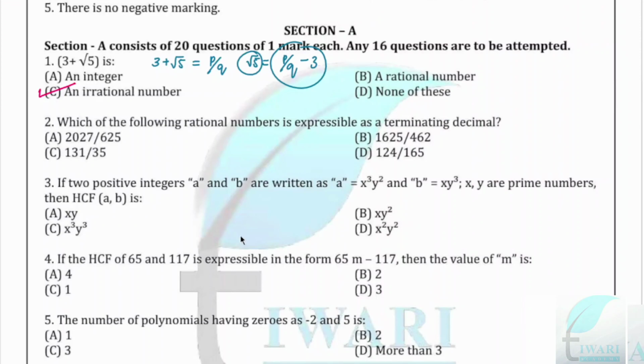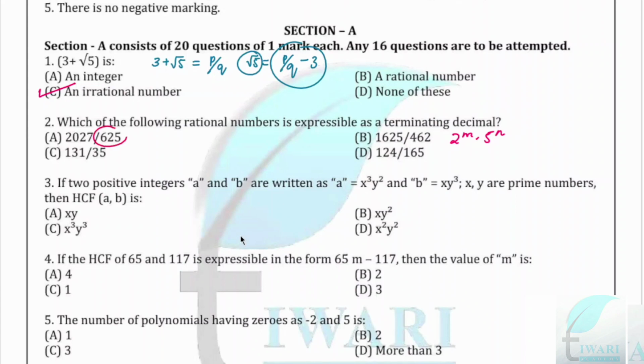Coming on to the next question. Which of the following rational numbers is expressible as a terminating decimal? So, for a number to have a terminating decimal, its denominator should be expressible in the form 2 raised to the power m into 5 raised to the power n. So let us see option A.